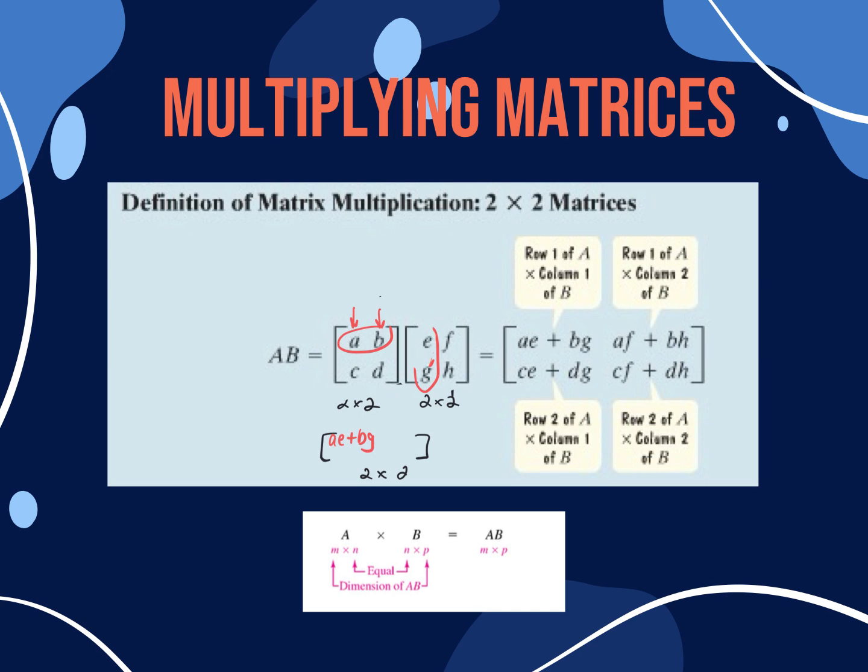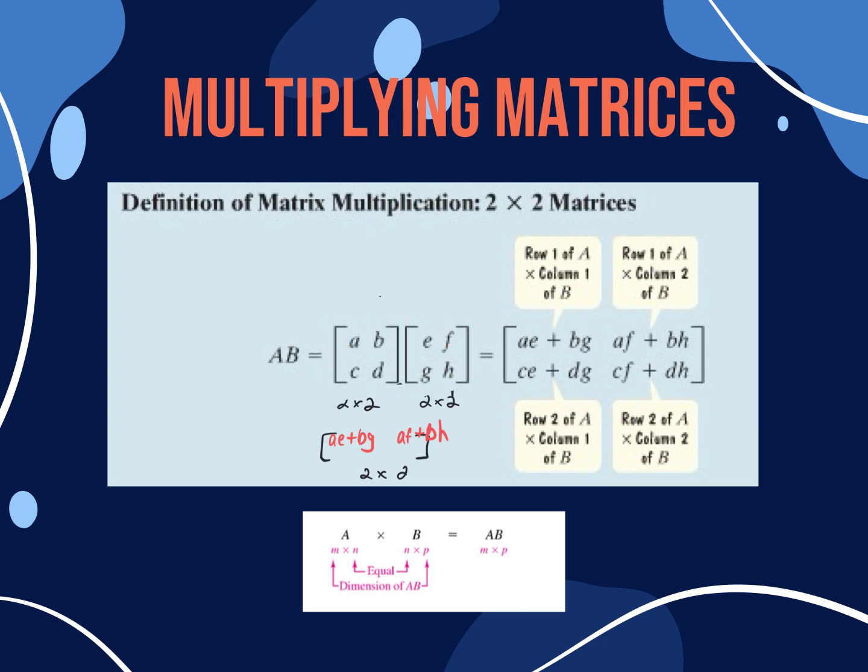Then I'm going to go to the second column here, and I'm going to do the same thing. That'll be my right term. It's going to be AF plus BH, okay? So the first times the first, the second times the second, okay? And I'm going to add those.